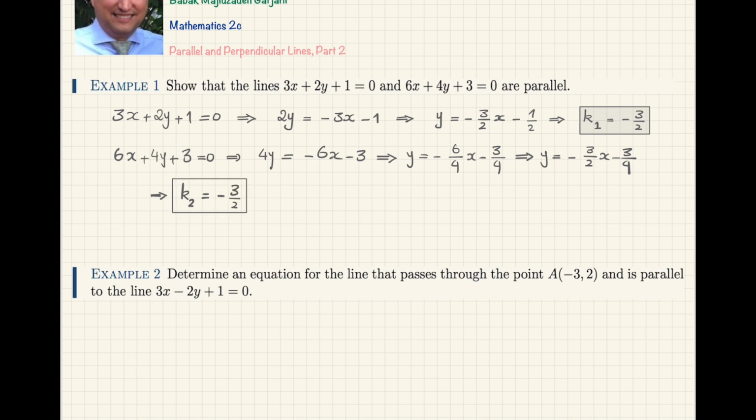And then you would say that therefore k1 is equal to k2 and the lines are parallel.